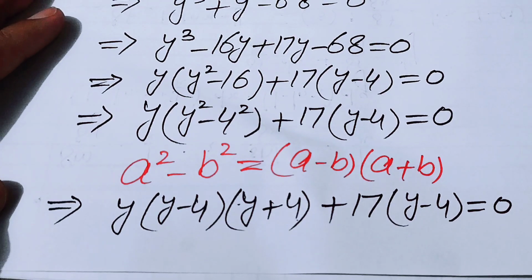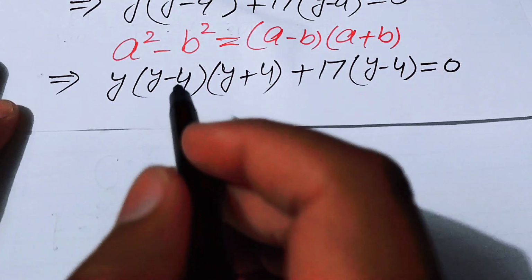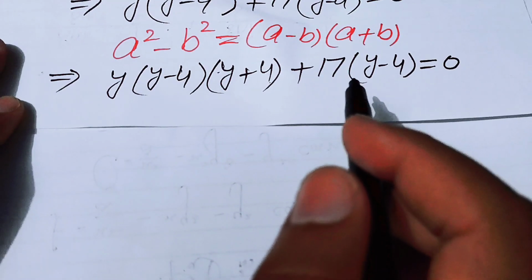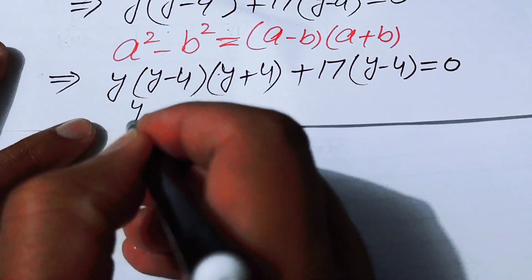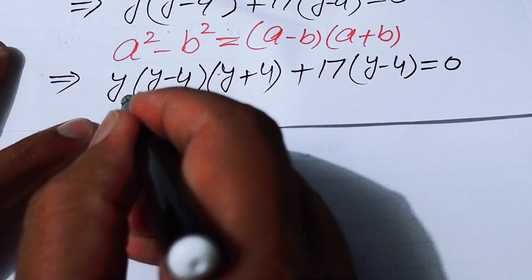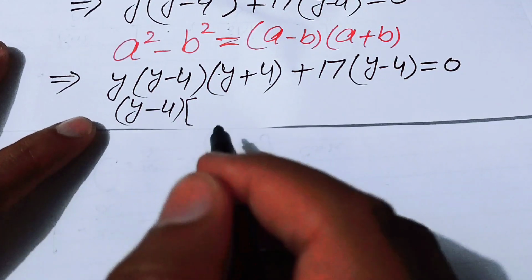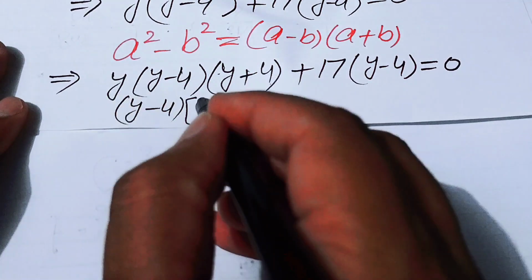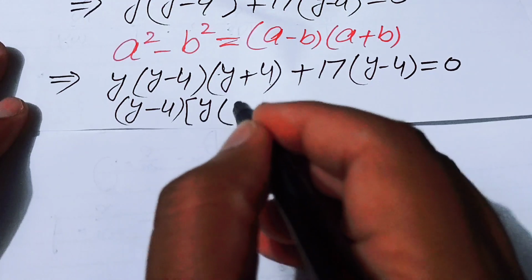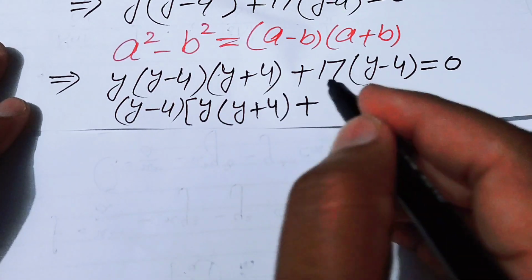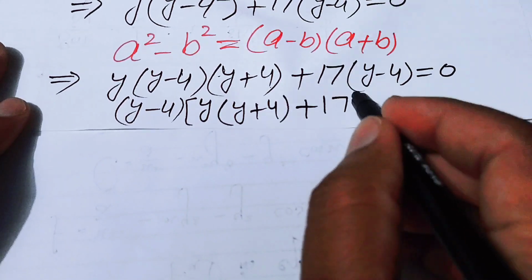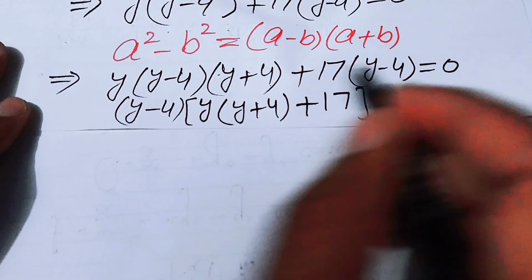After this step, you see that y minus 4 is a common term in both of the terms, so I can take y minus 4 common and you get the remaining terms in the form of: y into (y plus 4), plus 17, is equal to 0.